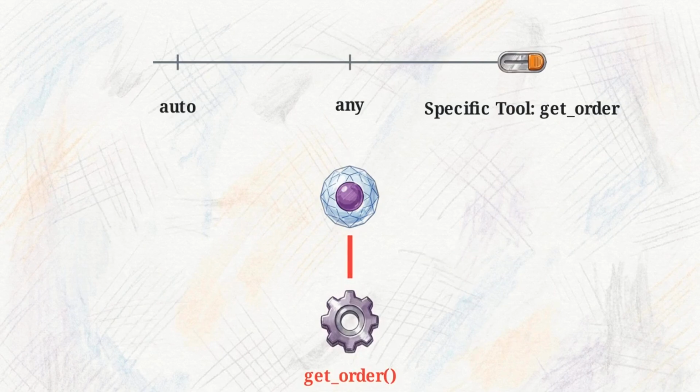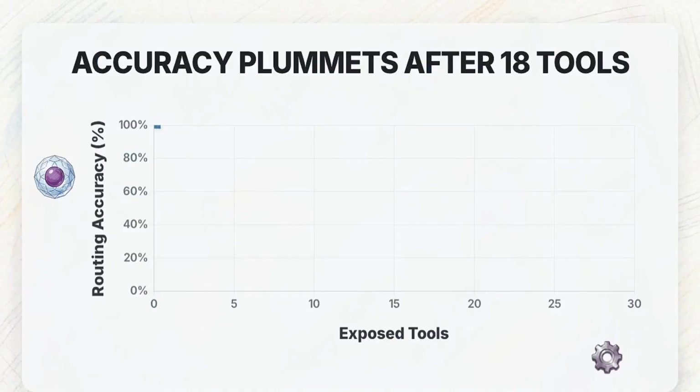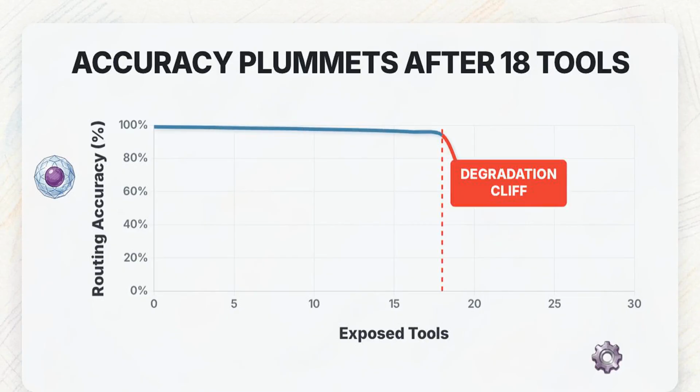There is an architectural limit on how many tools an agent should have access to at once. This line graph maps routing accuracy against exposed tools. Community data shows a severe degradation cliff occurring when a single model is exposed to more than 18 similar tools.